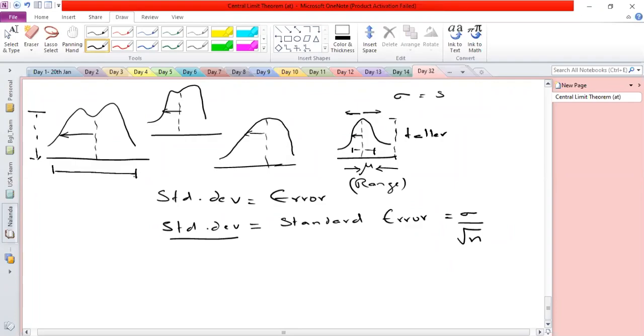So, standard deviation of the sampling distribution. This is the standard deviation not of a sample, but of the sampling distribution. Please remember, this reflects your standard error. Are you with me, my dear friends?